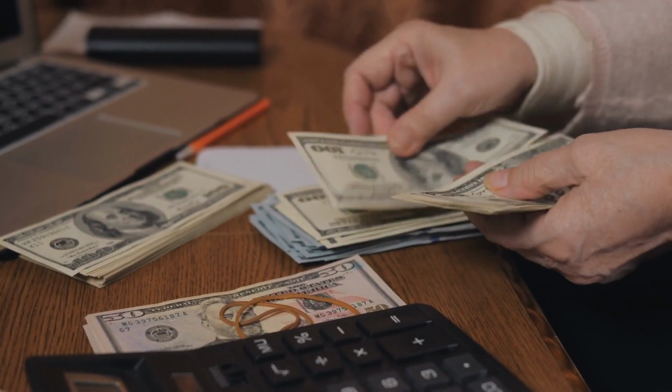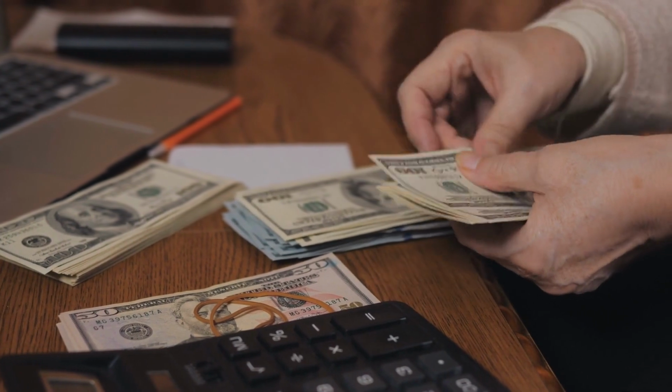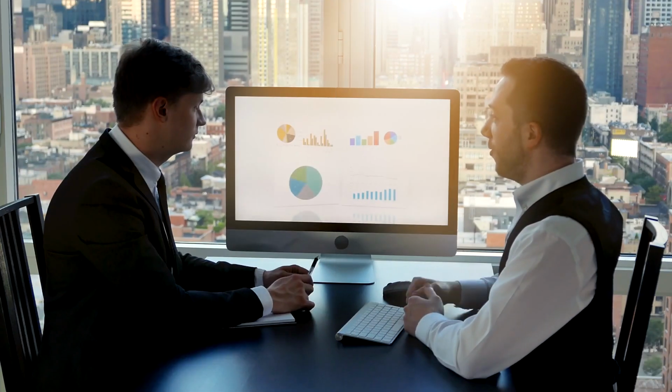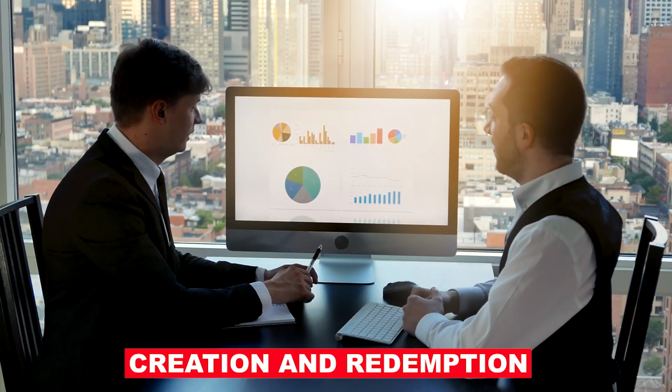Tax efficiency: ETFs are often considered more tax efficient than mutual funds due to their unique structure, which allows for in-kind creation and redemption of shares.